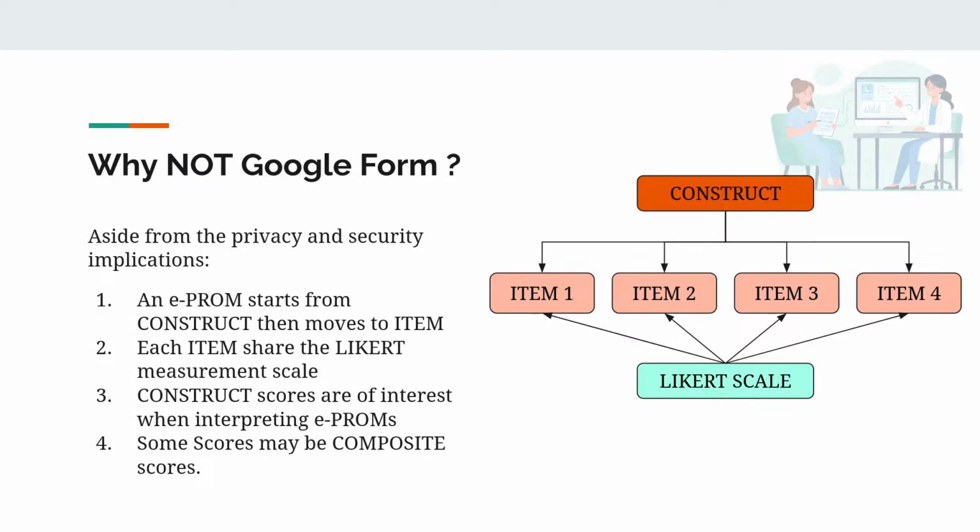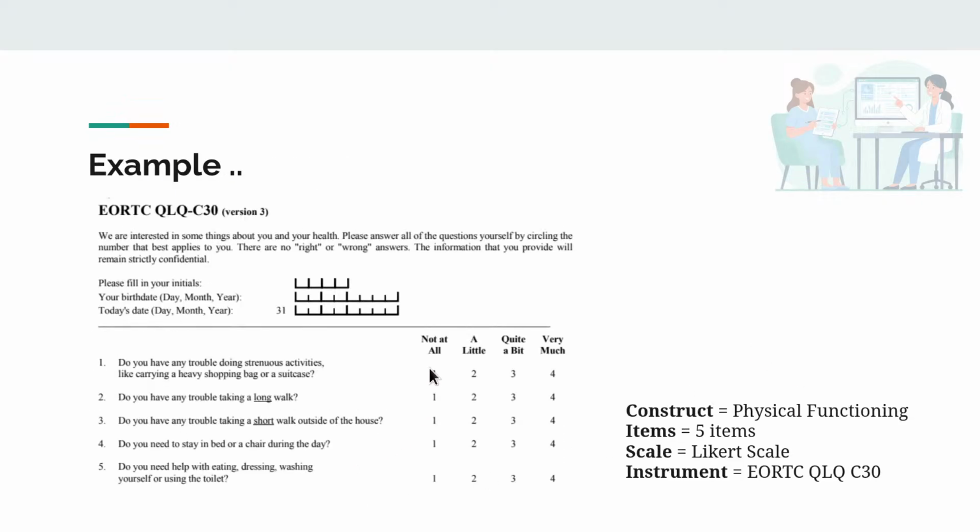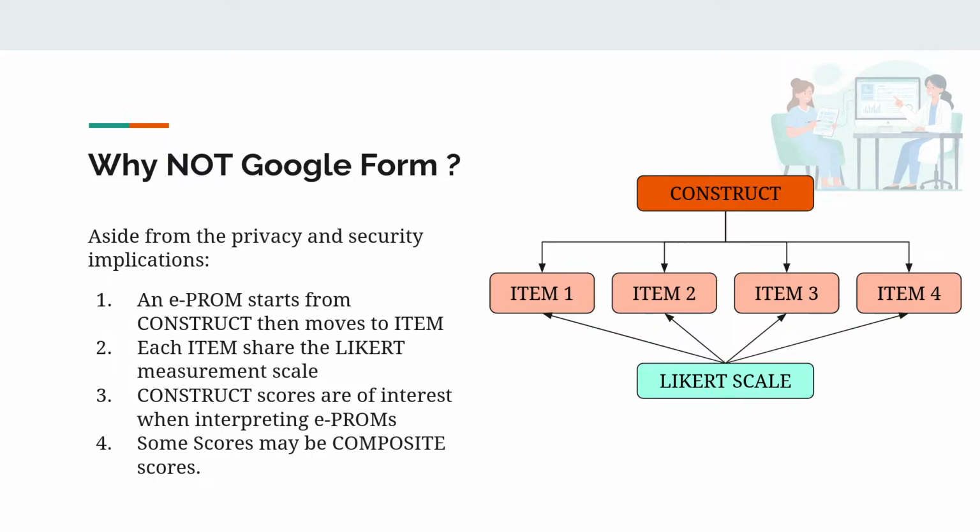Now if you know Google form, what you need to do is that you start by defining your questions. So in the PROM world you would call them items, but in case of an e-PROM system you would first start by defining the construct and then move on to the item. Now each item shares the Likert measurement scale. So again, this is important that here, for example, in physical functioning, all of the items are sharing this 4-point Likert scale. Now if you are doing this in Google form, you will have to replicate the scale individually for each question, which is redundant. So in an e-PROM system, even the scales are defined differently.